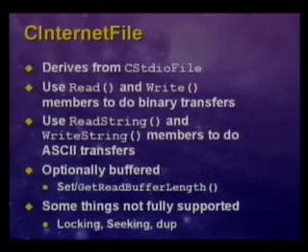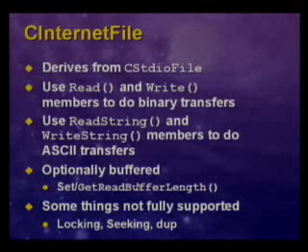The CInternetFile derives from CStdioFile. You can read and write to it. You can read string and write string if you know that you're doing an ANSI transfer. Otherwise, read and write are pretty much oriented for binary transfers. If you want to, you can make it buffered as well. So MFC will do buffering before it actually calls the API, which can be very handy depending upon the mode you're reading or writing to the file in.